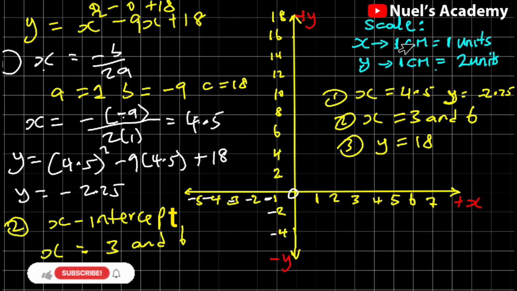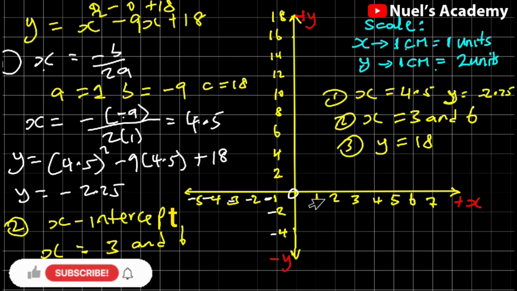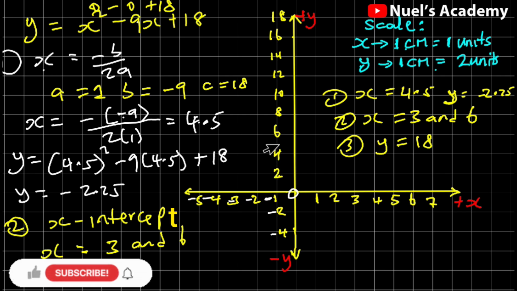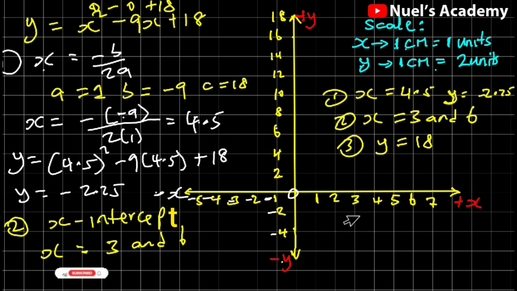So 1 cm to represent 1 unit on the x-axis, you start with 1, then 1 plus 1 is 2, 2 plus 1 is 3. It will be increasing by 1. Whereas 1 cm to represent 2 units on the y-axis, you start with 2. It will be increasing by 2. 2 plus 2 is 4, 4 plus 2 is 6, 6 plus 2 is 8, 8 plus 2 is 10. And then the same thing is applicable to the negative y-axis and the negative x-axis. So let's go ahead and locate all these points on this graph.